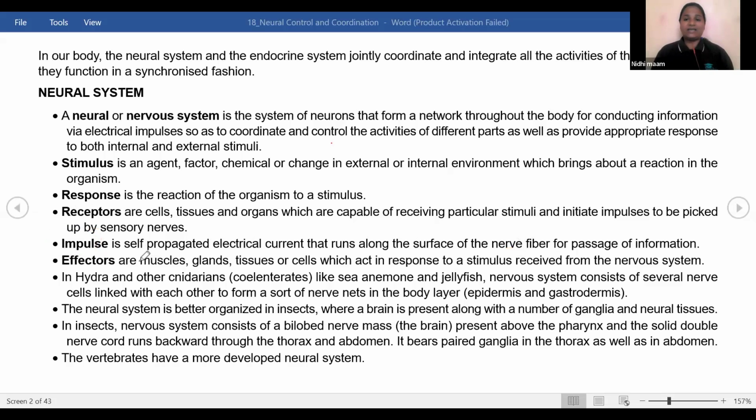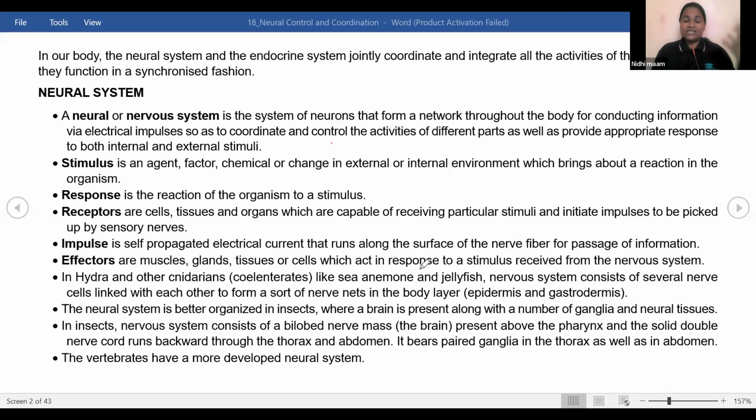Next we have effectors. Effectors are nothing but our muscles, glands, tissues or cells which act in response to the stimulus. So when you see the fountain, what do you feel? You will say, wow, you feel happy, it's so beautiful. You are enjoying that moment.